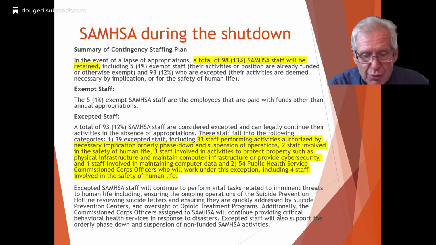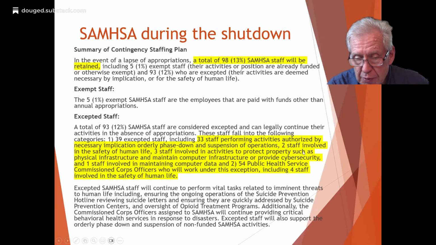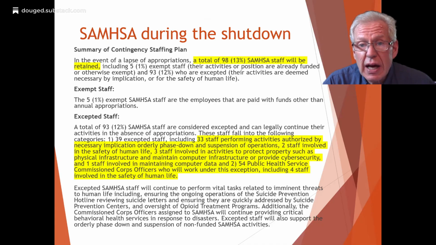33 of the 93 accepted staff are retained for the orderly phase down and suspension of operations to shut things down. 2 staff involved in safety of human life, 3 staff involved in activities to protect property, and 1 staff involved in maintaining computer data, and 54 Public Health Service Commissioned Officer Corps. 1 staff member at SAMHSA is left during the government shutdown, I take it, to manage all HIT, health informatics kinds of questions. And that's primarily a sustaining kind of a role.